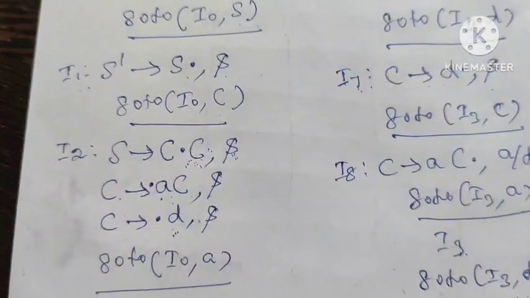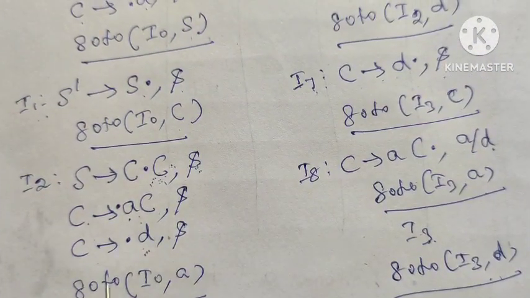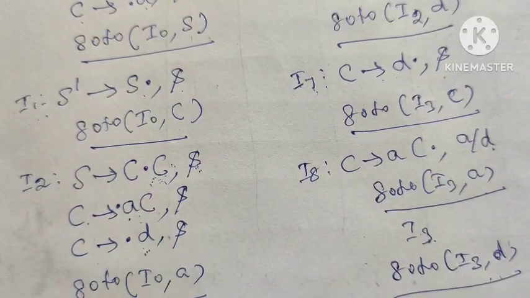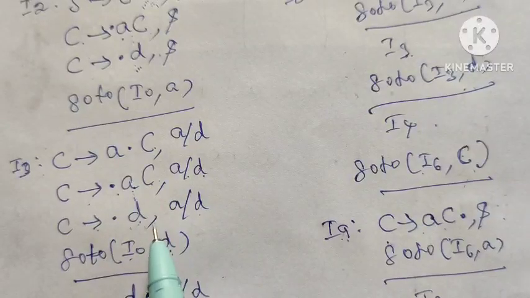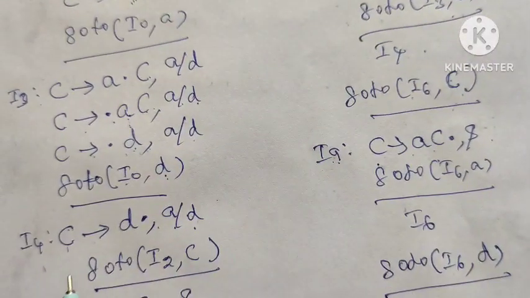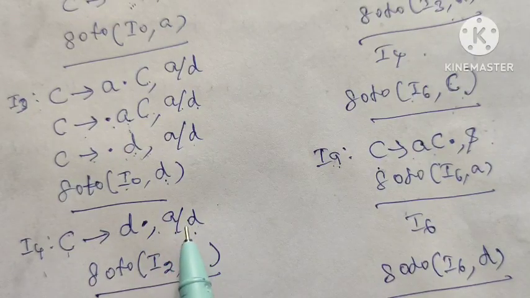Now come to I2. In I2 we cannot see any dot at the end. In I3 also we cannot see a dot at the end of the production. In I4 we can see a dot at the end: C tends to D dot, and we have two lookahead symbols, A bar D. So we get this production in I4.